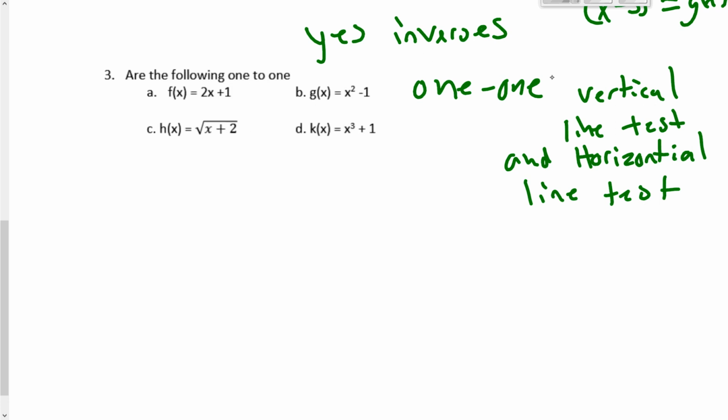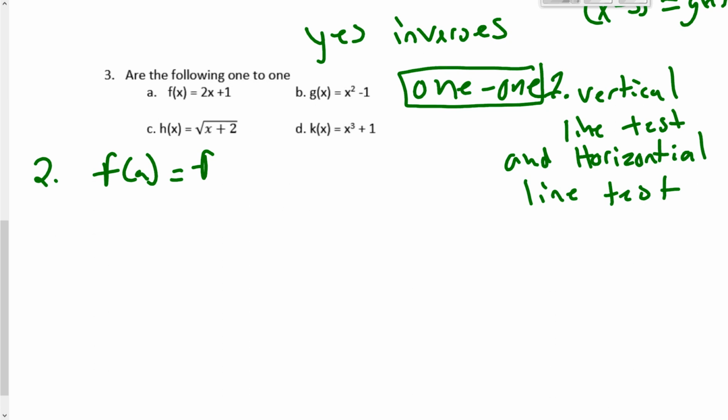Another way to do it is you could graph it and then do both those tests. The second way is to put f of a equal to f of b. What this means is basically that my y's are the same. f of a means your y, f of b means a y value, your answer.